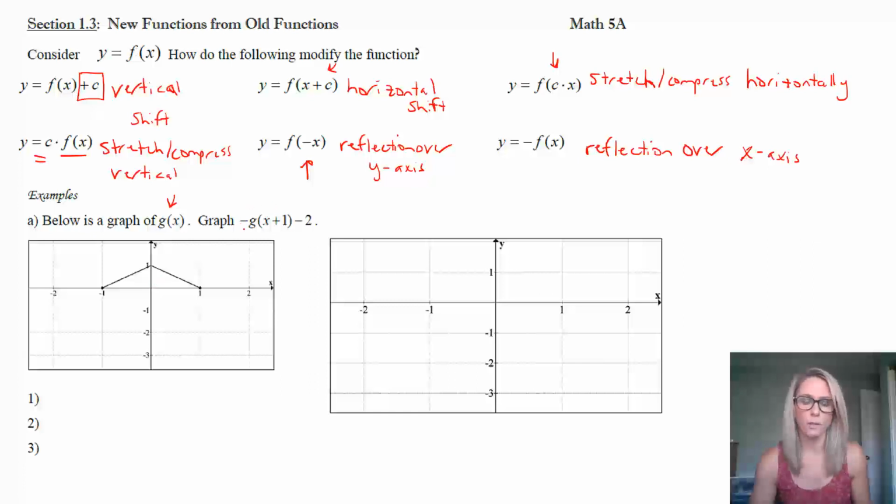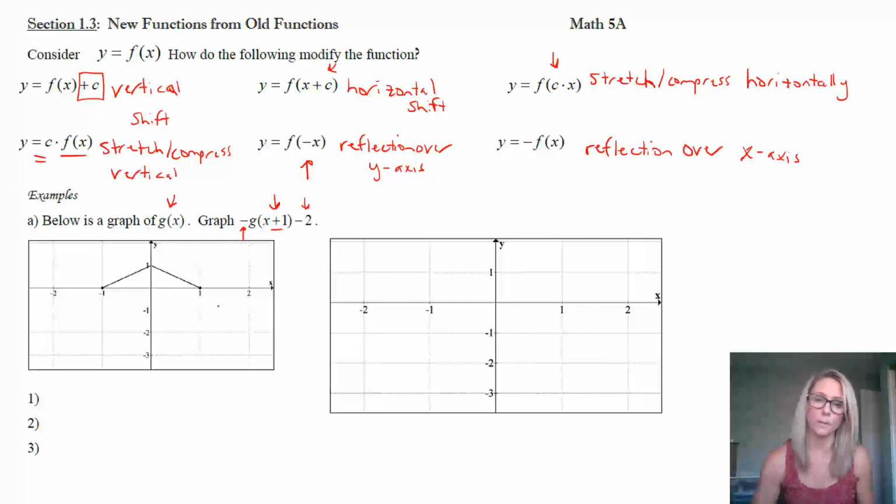So we're going to do basically three things to this function. So notice we have a negative, notice we have a +1 inside the function, and we have a -2. So typically the thing to do would be to work inside and then move outside.